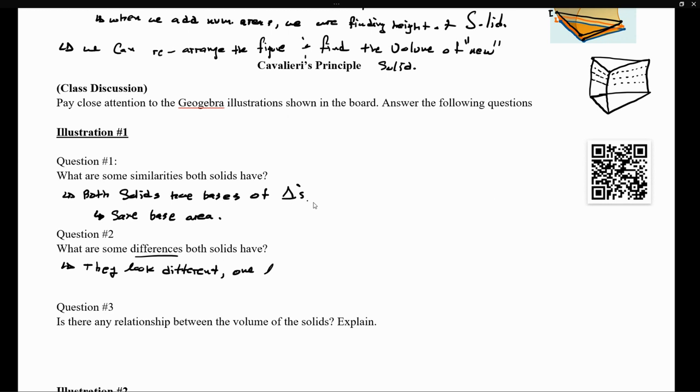One looks like a right solid, and the other looks slanted. I'm going to call it curve. The other one looks curved or slanted.